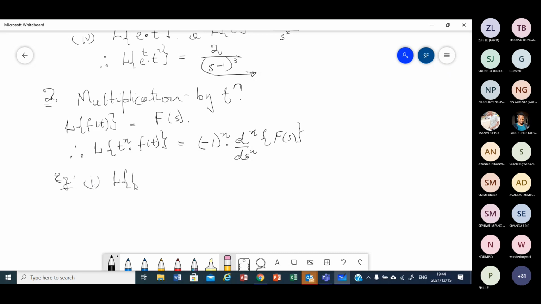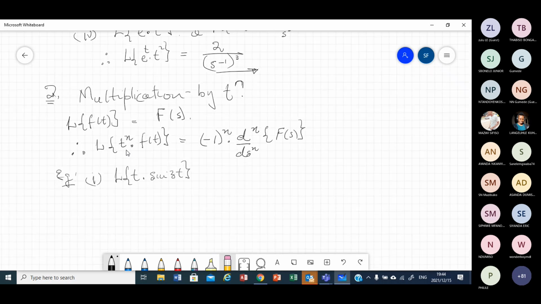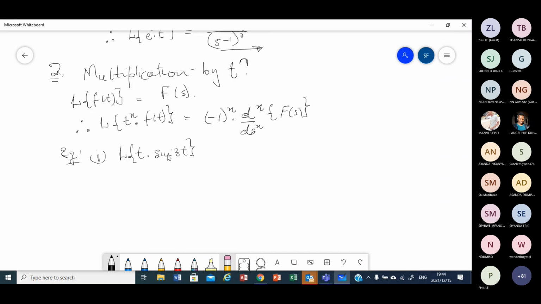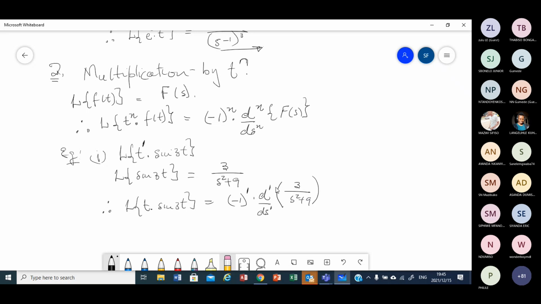For example, 1. The Laplace of t times sine 3t. Now, we start from the known to the unknown. First, we work out the Laplace of sine 3t. Laplace of sine 3t is 3 over s squared plus 9. We know that. Now, this is multiplied by t. What is my n? My n is 1. Therefore, Laplace of t sine 3t, according to that, is minus 1 to the power 1, because n is 1 here, times the first derivative with respect to s of the Laplace of f at t, which was 3 over s squared plus 9. In other words, you differentiate it once.